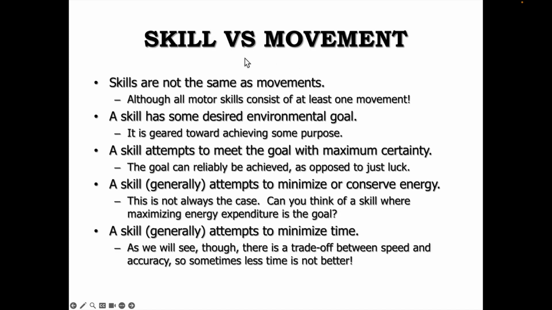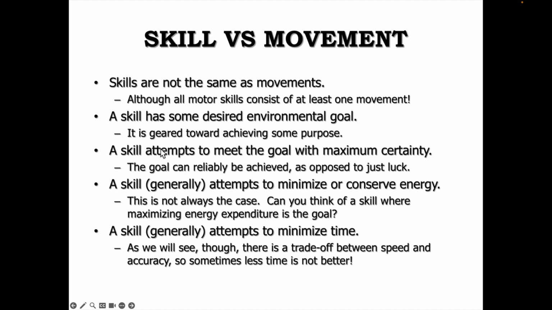Now let's understand there's a difference between skill and movement. Skills are not the same as movements, although all motor skills consist of at least one sort of movement. The difference between skill and movement is 4 different categories. I want to make sure to write this down somewhere. So first, a skill has some sort of desired environmental goal. There's some purpose for executing the skill. It's not just some random movement. A skill has a specific purpose.